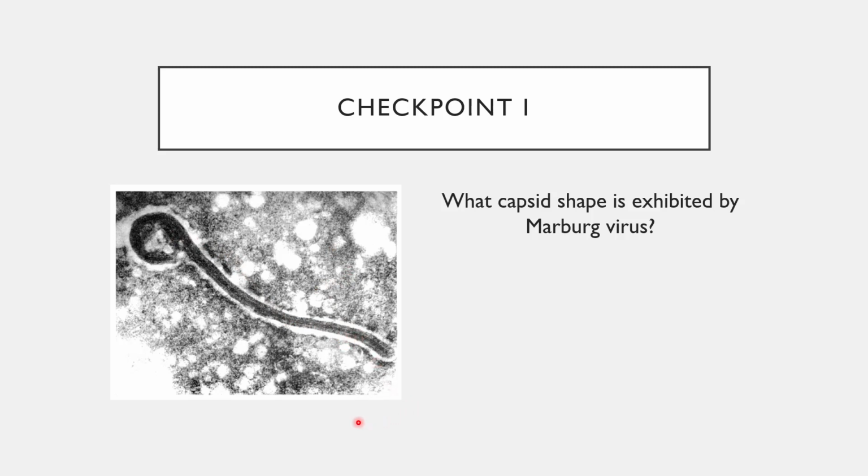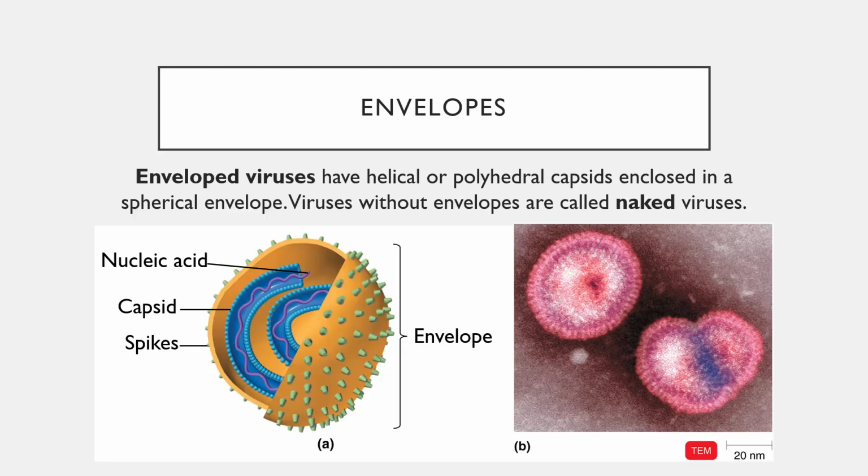So we've talked about capsid shape, we've talked about nucleic acids, and that brings us to a third component that is found in some viruses called the envelope. Regardless of the capsid shape, a virus may have something called an envelope over its surface. So an enveloped virus is one that either has a helical or polyhedral capsid that is enclosed in it. This additional layer of material on the outside of it is called an envelope.